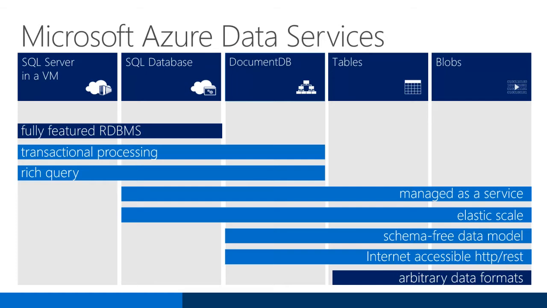Infrastructure as a Service, or IaaS, then allows you to simply spin up a VM with an operating system image, and you can then install the database system of your choice, such as SQL Server. Platform as a Service, or PaaS, includes Azure SQL Database for relational workloads, Azure Tables for NoSQL, and Azure Blob for file storage in the cloud.